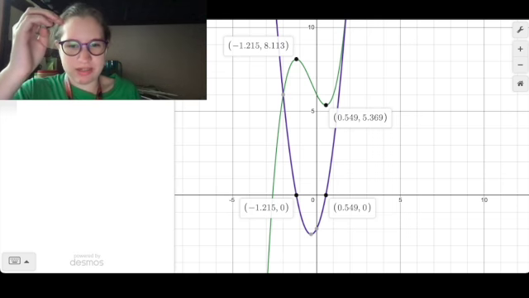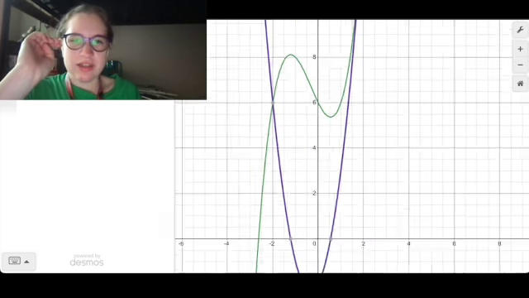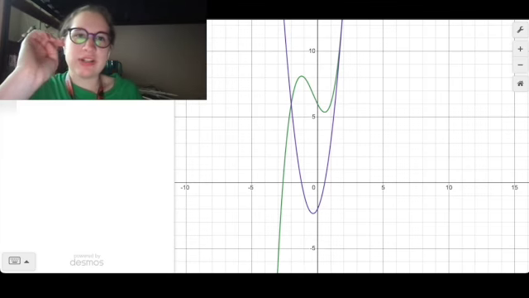And this further shows us that the derivative is indeed showing us the slope of the original function.